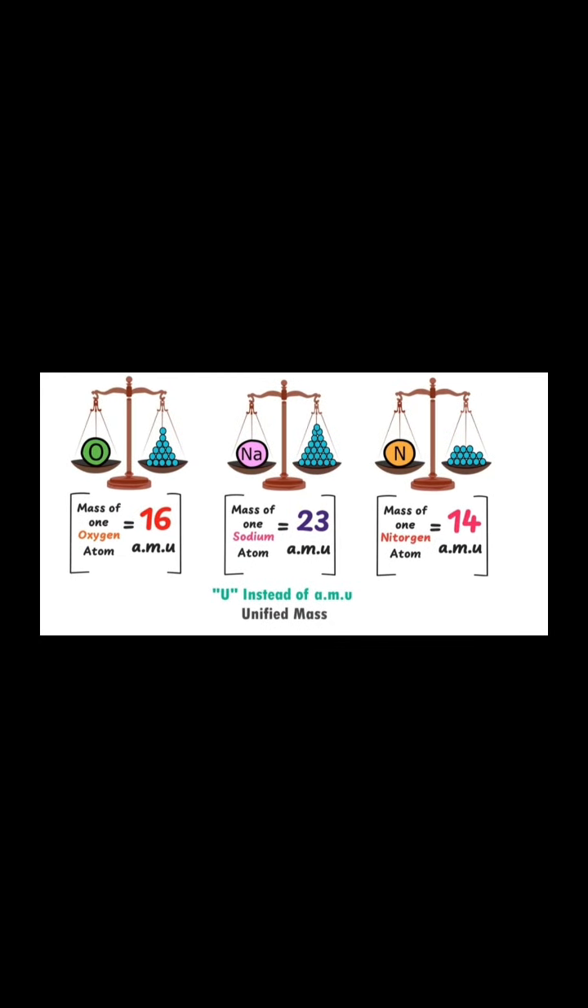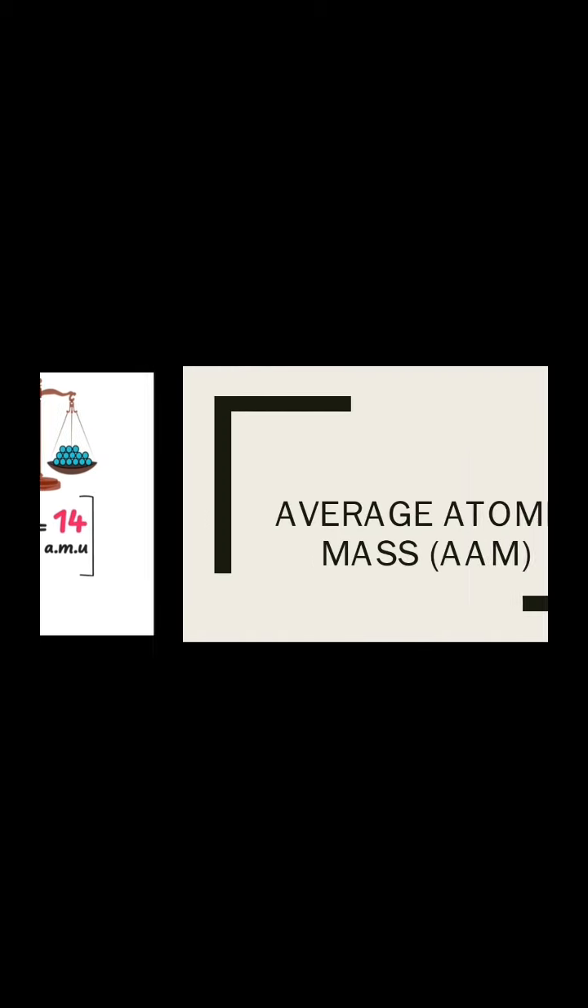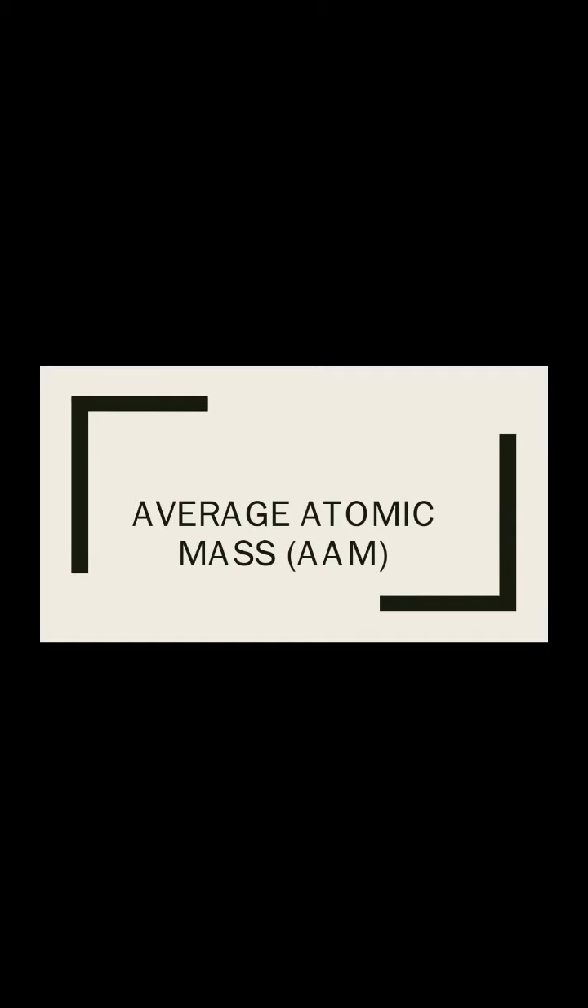In the previous slide, we learned that the mass of one oxygen atom is equal to 16 units. So instead of units, we should write 16 AMU. Nowadays, U is used instead of AMU. U denotes unified mass. The symbol for the relative atomic mass is AR. Next, we will learn about average atomic mass.